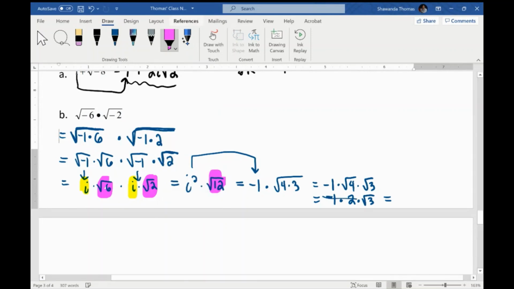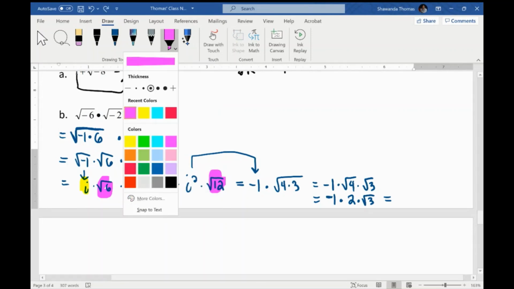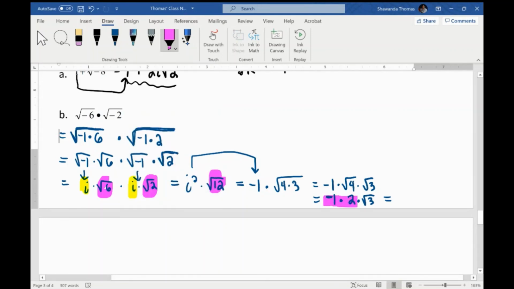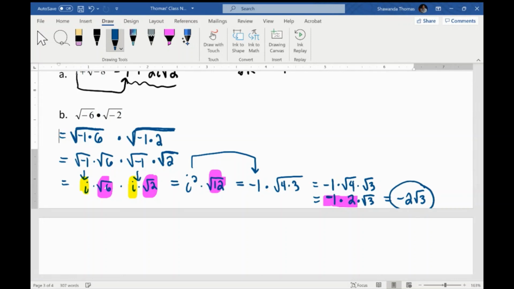-2. Oh, yeah, -2, you're right. Okay. All right. -1 times 2 is -2, times the square root of 3. Again, i is the square root of -1, not -1. i is the square root of -1.